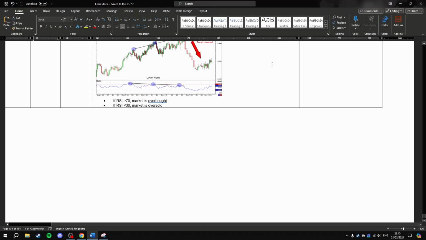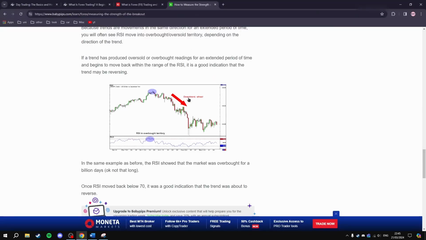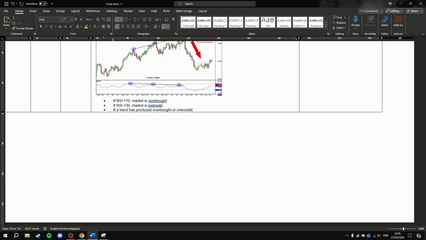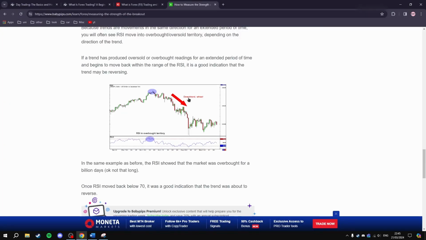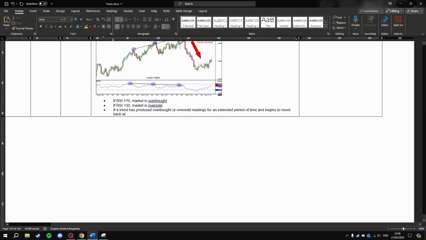So, if a trend has produced overbought or oversold readings for an extended period of time and begins to move back within the range of the RSI, it's a good indication that the trend may be reversing.